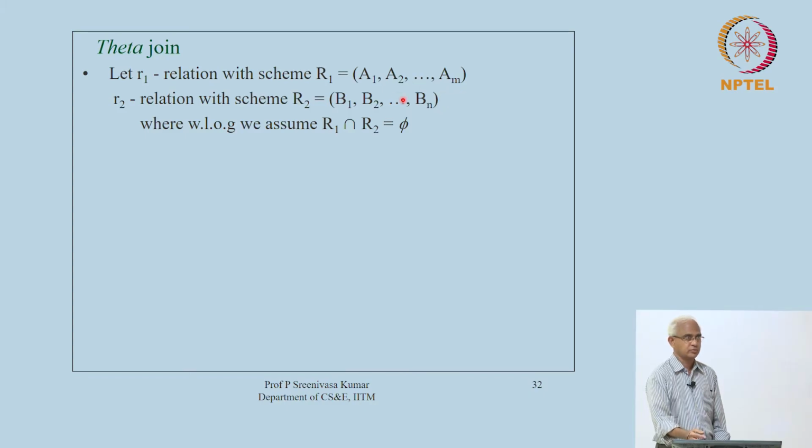So, we can make this assumption; there is no loss of generality in making it. This A1 through Am set is disjoint from B1 through Bn, there are no common attributes. So, R1 intersection R2 is phi. So, we will make that assumption. We will also sometimes relax this assumption in the case of natural join, as we see later.